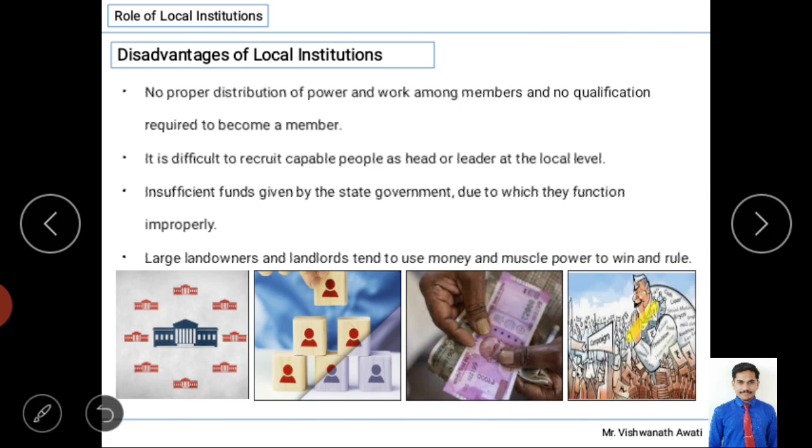And similarly we discussed some of the limitations or disadvantages. One is no proper distribution of power. Next is difficulty in recruiting a good person, and insufficient funds from the government, right? And if they have money and muscle power, they can win and rule, right? These are some disadvantages, right?